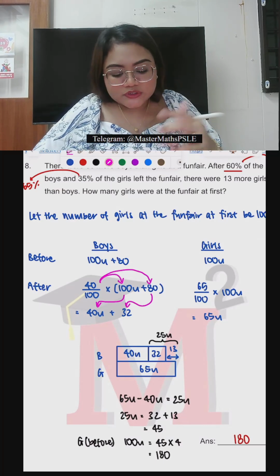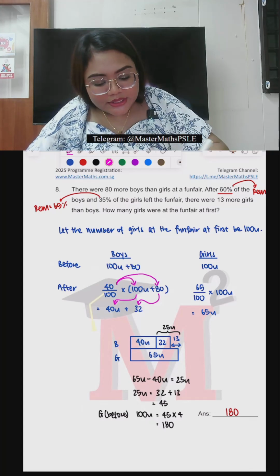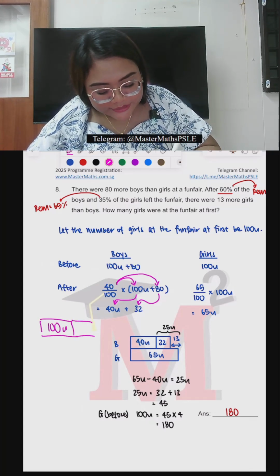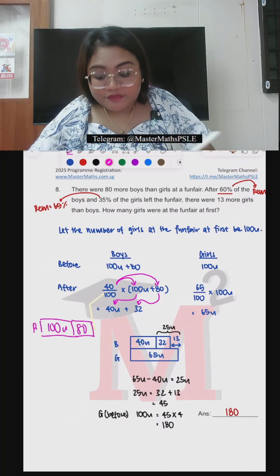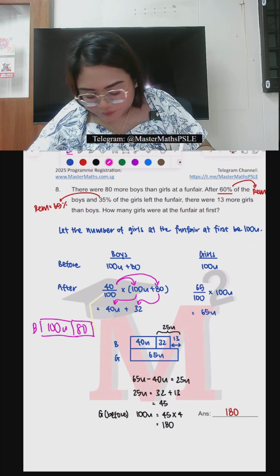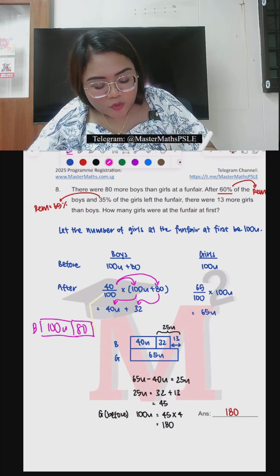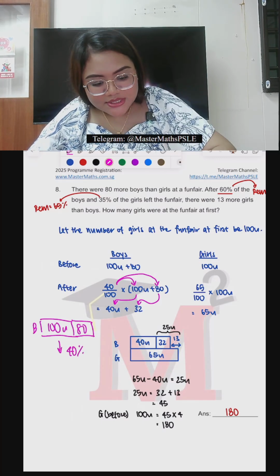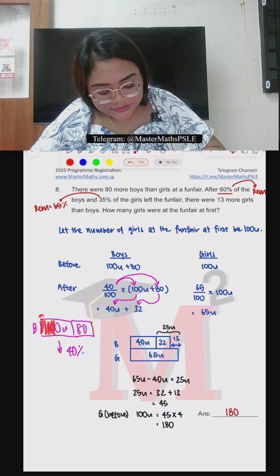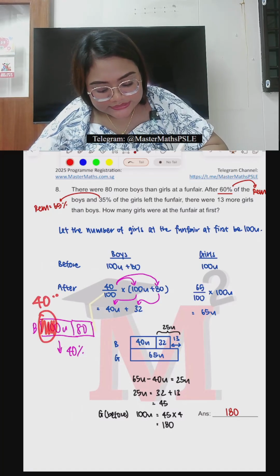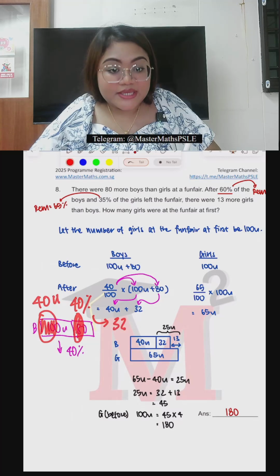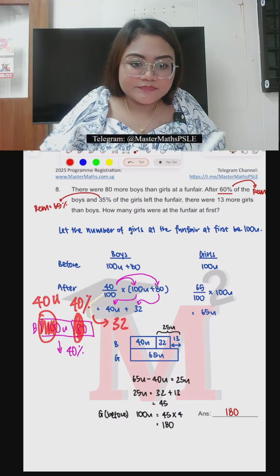Okay? So, again, using a model, if you have 100 units and an extra 80 for boys at first, okay, you want only 40%. That means here must be 40%, which is 40 units. And then here must be 40%, which is 32. Okay? It must be 40% from both parts. Okay?